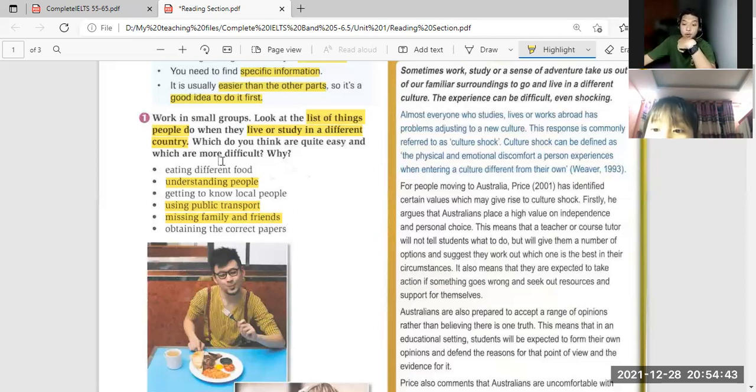Now, can you tell me why eating different food is difficult? Because if you eat different foods, it is difficult. Okay, because it's difficult to eat different food from different countries. Yes. Okay, can you give me examples of the different food that is difficult?